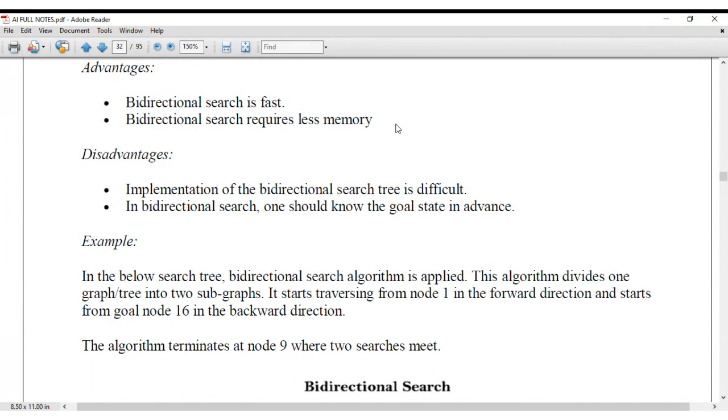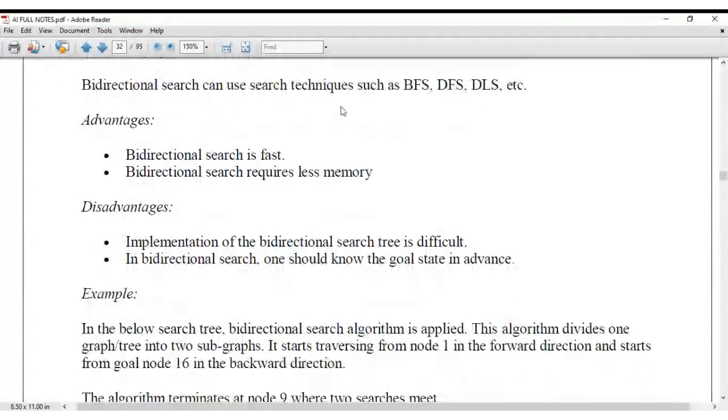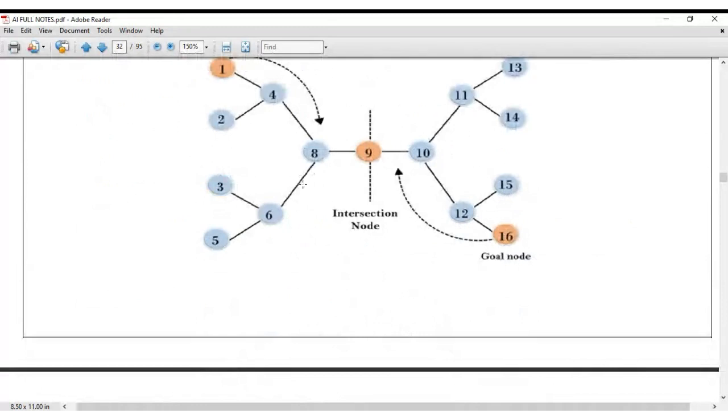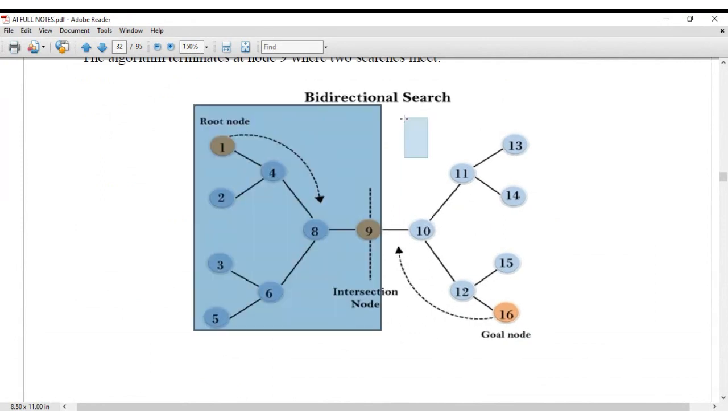Why? Because we are not searching from the root node into the different nodes. We are searching from two different points, so it requires less memory. But one of the disadvantages is that the implementation is difficult. Why do we think the implementation is difficult? Because, for instance, one of us has searched from one level and the other one has searched from another level.